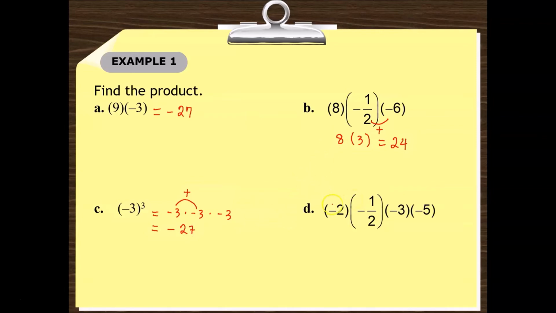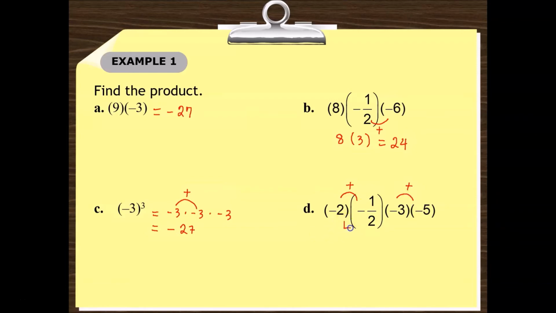For letter D, you see we have 4 numbers and all of them are negative. So we have 2 pairs. The first pair will turn out to be positive. The second pair will turn out to be another positive. So our end product will be a positive.